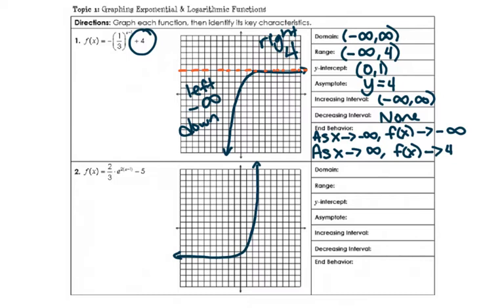If you look at the second one, the domain is the same thing, negative infinity to positive infinity. The range is different. It's never going to go below negative 5, so it goes from negative 5 all the way up to positive infinity. My y-intercept, I'm going to round a little bit. I'm going to say it hits at negative 4.91.